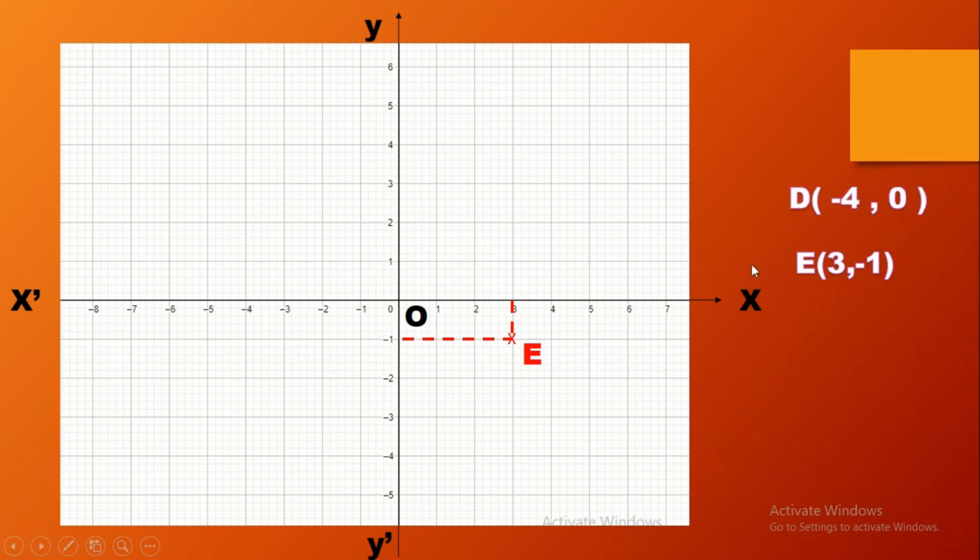Another case, if we have a point D minus 4, 0. As you see here, its abscissa is minus 4. We just locate it exactly at minus 4 on the horizontal axis. 0, we shouldn't move it. 0, where is the 0 for y prime o y? It's exactly at the level of the origin, the horizontal level.